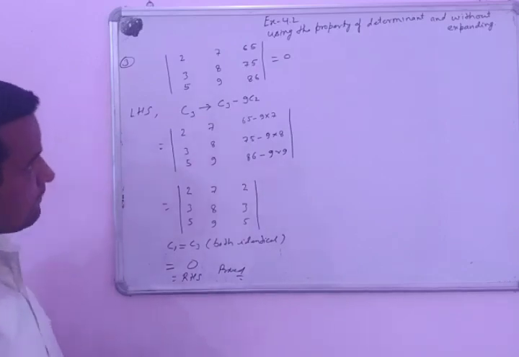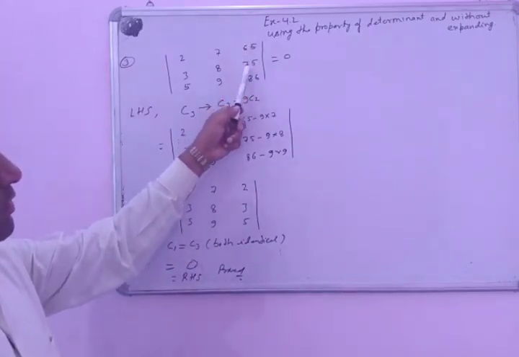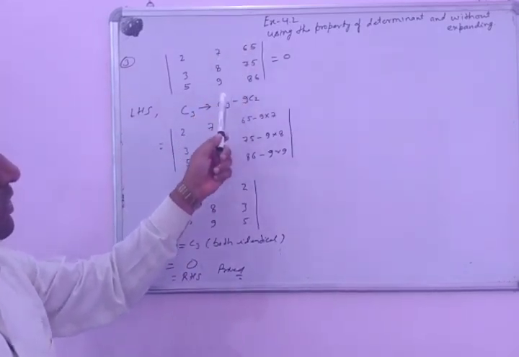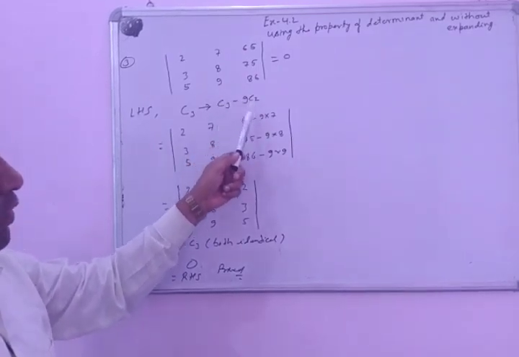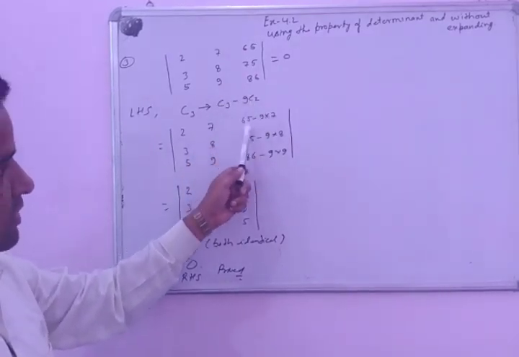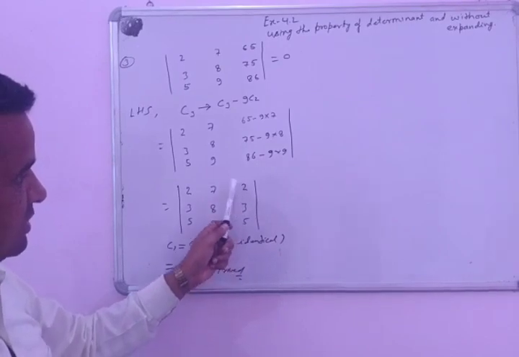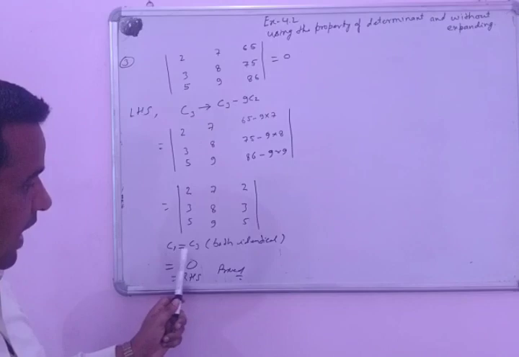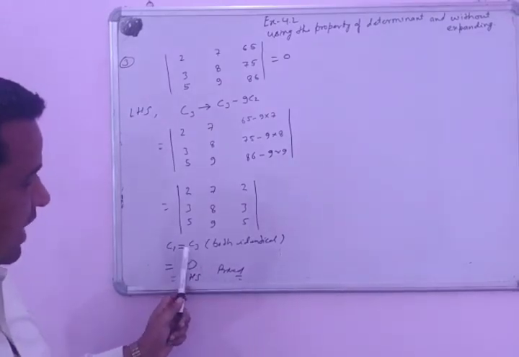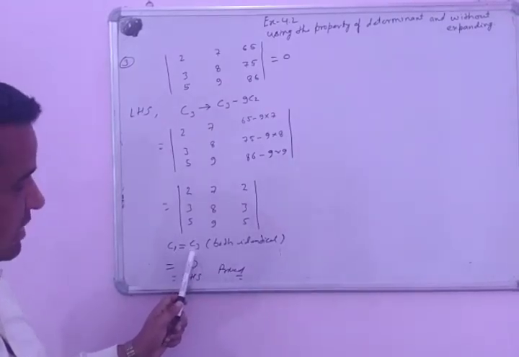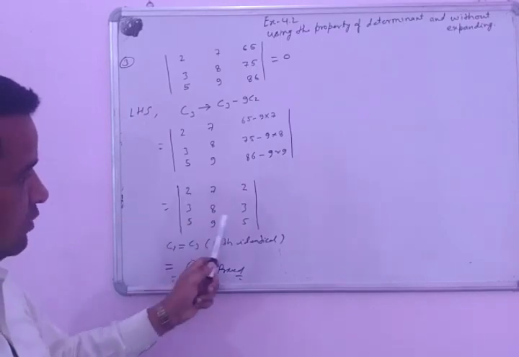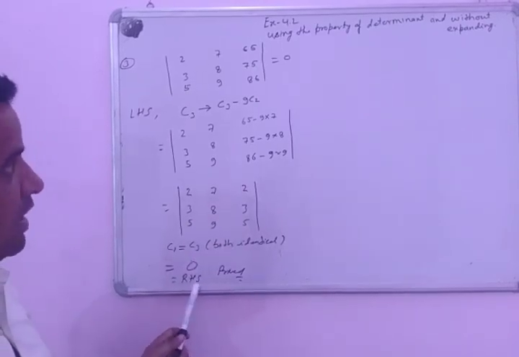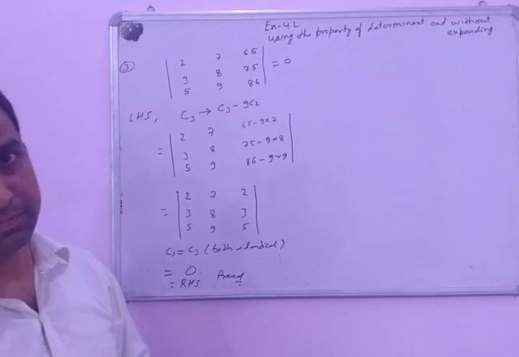Now look here again. I am using this column and this column, what am I using? C3 minus 9C2. Using this property, we solve this and get the value. Or C3 and C2 make it equal using the identical property. C1 identical to C3, then the determinant will be 0. So this is the proof of the RHS. The next question, note it down.